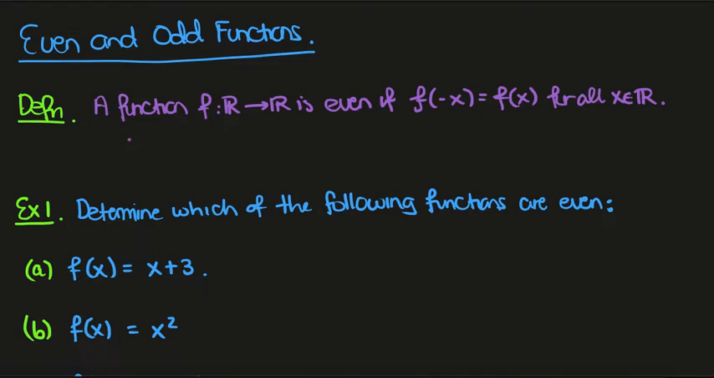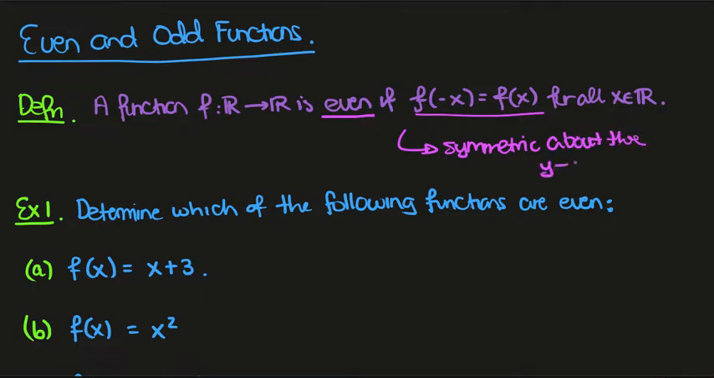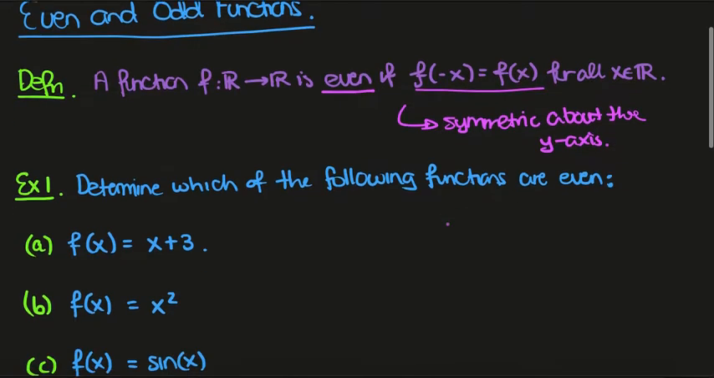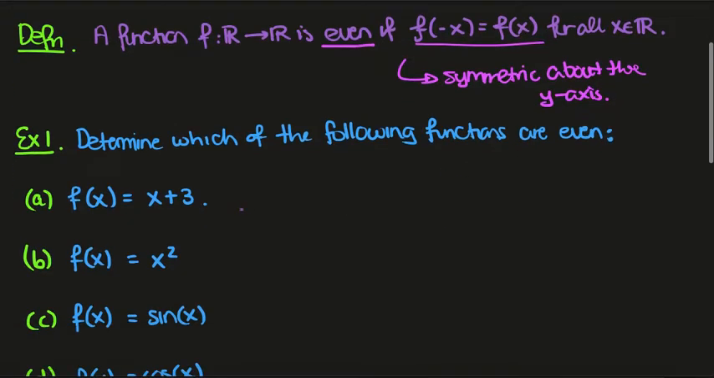Okay, so in this video we want to look at examples of even and odd functions. A function f from the reals to the reals is said to be even if f of minus x is equal to f of x. What this means is that it is symmetric about the y-axis.